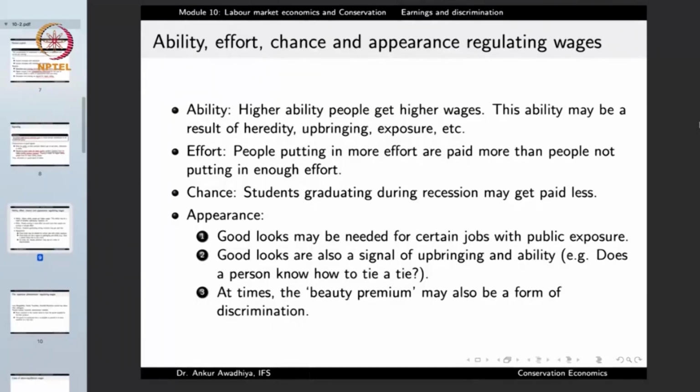And it is not necessary that this ability stems just from the person, but it may be a result of heredity, upbringing, exposure, and so on. So, a person who is born to intelligent parents may be intelligent because he got intelligence in heredity. So, even though this person is not putting up that much of an effort, still this person is able to pass easily. So, in that case, he will be able to get an education with lower effort, but once he gets this education, it will act as a signal in the market.